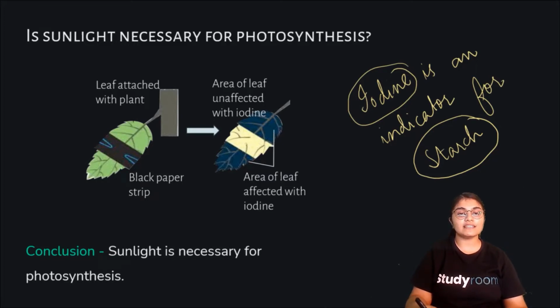So here, since sunlight did not fall on this part of the plant, there was no photosynthesis and in turn there was no starch present, and that is why we can conclude that sunlight is necessary for photosynthesis, and if any area of the plant is not getting sunlight, then it won't produce starch and hence it won't have photosynthesis in it.